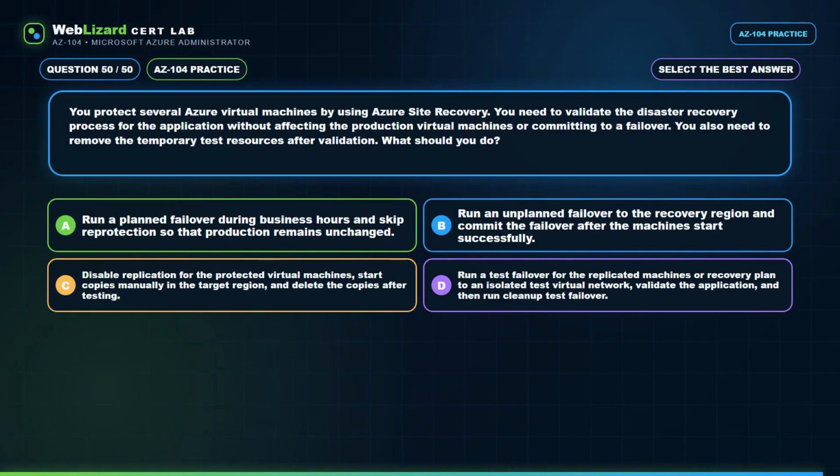Run a planned failover during business hours and skip reprotection so that production remains unchanged. Option B. Run an unplanned failover to the recovery region and commit the failover after the machine starts successfully. Option C. Disable replication for the protected virtual machines. Start copies manually in the target region and delete the copies after testing. Option D. Run a test failover for the replicated machines or recovery plan to an isolated test virtual network. Validate the application, and then run cleanup test failover. Choose your answer before the reveal.